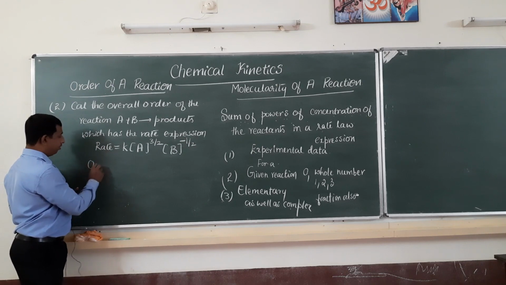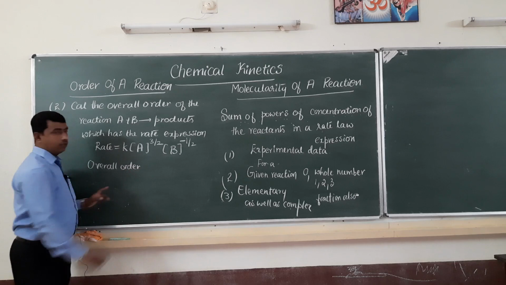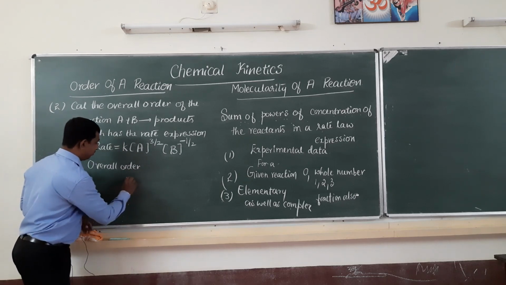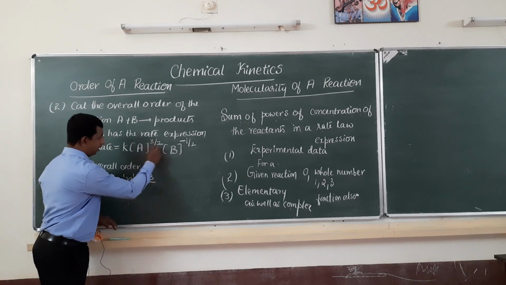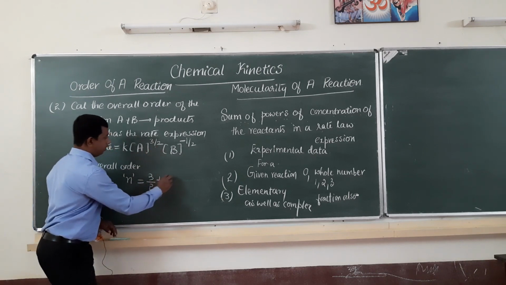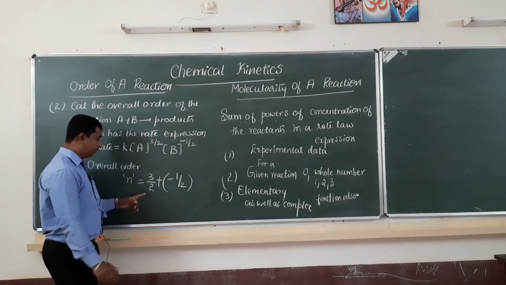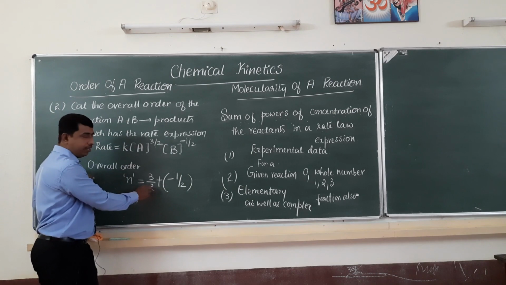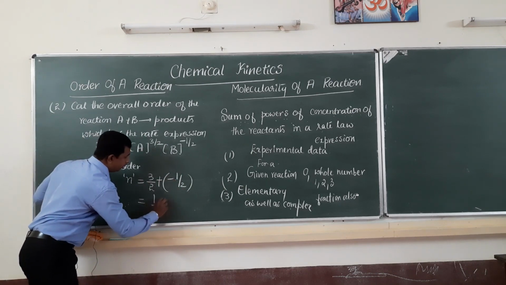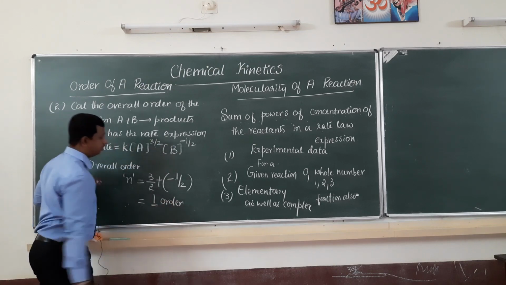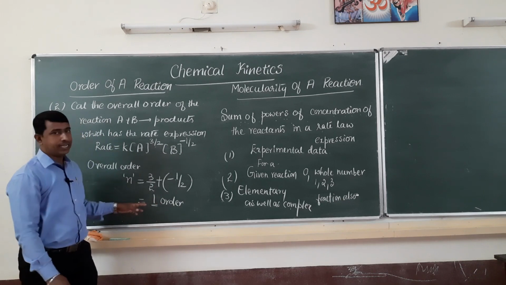See here we can calculate the overall order, that is N. Overall order N is equal to the sum of the powers, that is 3 by 2 plus minus 1 by 2, that is 3 by 2 minus 1 by 2. 3 by 2 means 1 and a half, 1 and a half minus half is equal to 1. So it is a first order reaction.